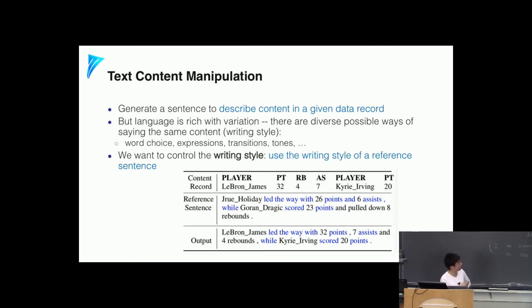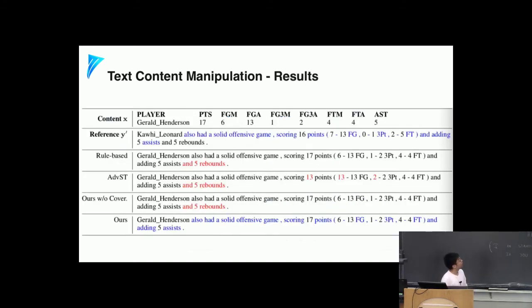We decompose the task into two objectives. First, this sentence must express this content precisely, right? And the second objective is that this output must have the same writing style as this reference sentence. We optimize these two objectives jointly. And here are some results of our method.